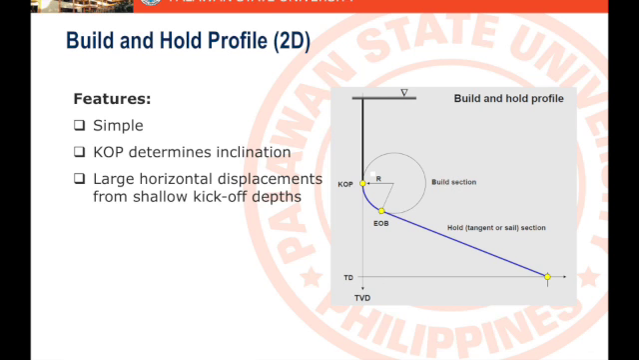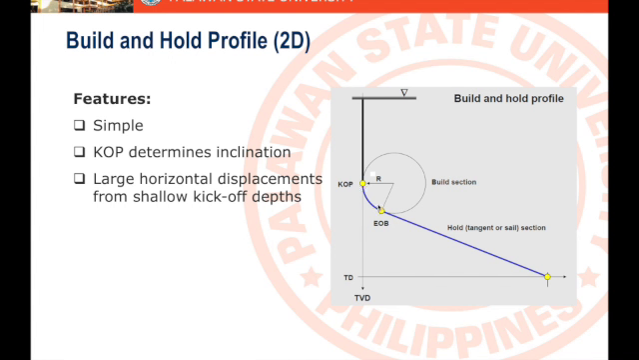J-type profile or a build and hold profile. These are some features. As you can see, it's simple. The kickoff point determines the inclination of the tangent section, and it has large horizontal displacements from a shallow kickoff point. Okay, so here is your kickoff point.